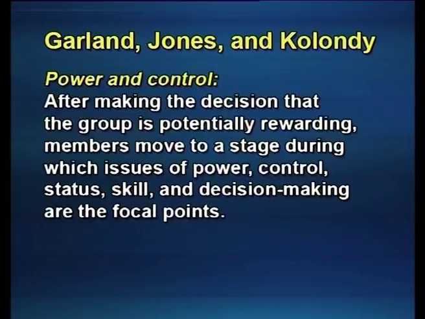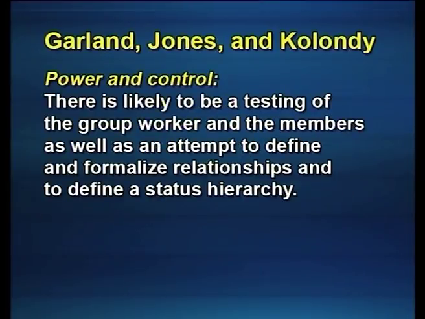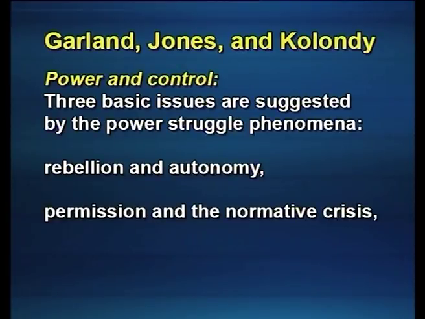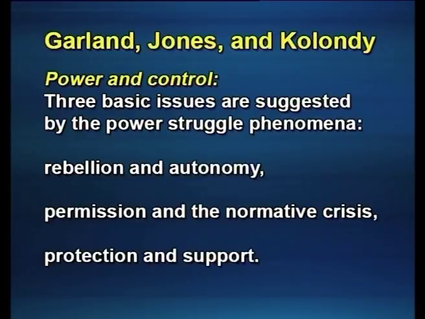2. Power and control. After making the decision that the group is potentially rewarding, members move to a stage during which power, control, status, skill, and decision making are the focal points. There is likely to be testing of the group worker and the members, as well as attempts to define and formalize relationships and to define a status hierarchy. 3 basic issues are suggested by the power struggle phenomena: rebellion and autonomy, permission and the normative crisis, protection and support.